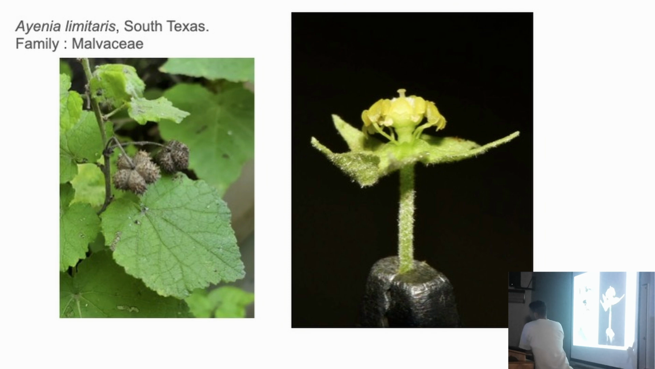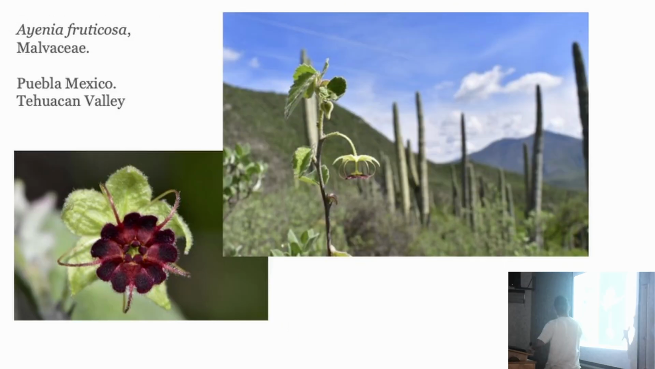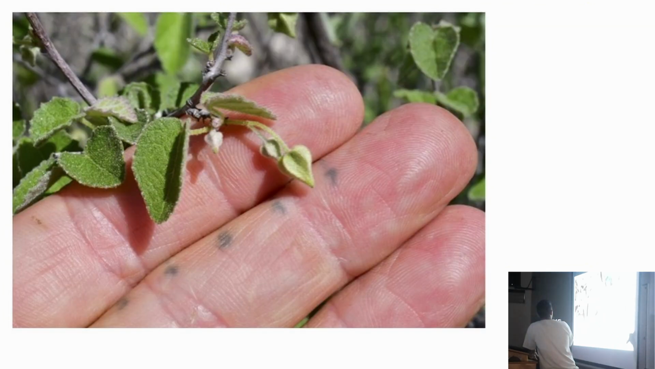Anoda limitaris, another rare one from the RGV. There's the fruits. I don't know if that's some sort of barbed mechanism for animal dispersal. There's the flowers, Malvaceae, the cotton family. Here's a variation on that from Tehuacan Valley in Puebla. See, it looks like lepidopteran, butterfly pollinated, or maybe even hummingbird pollinated. Giant Neobuxbaumia cacti in the background. God, there was a ton of good stuff from here. This is like 3,800 feet elevation. Tehuacan Valley is a pretty wonderful place. Lots of good stuff there.